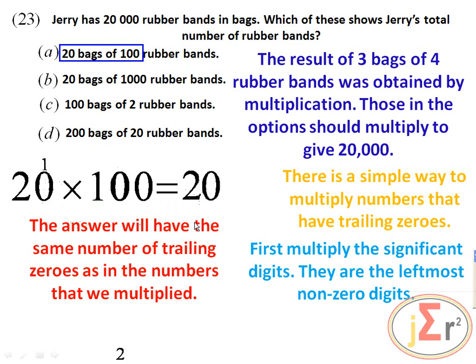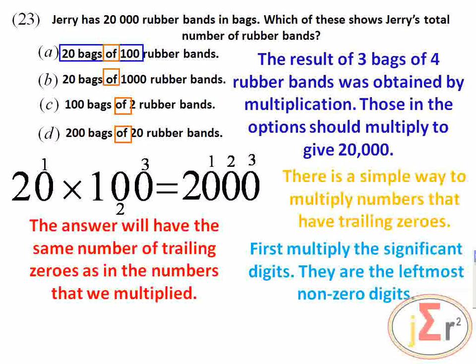So we have 1, 2, 3 trailing zeros. And we have how many here? 1, 2, 3 trailing zeros. So this number with the 3 trailing zeros, what is that number? 2,000. Right, that number is 2,000. And what do we have here? 20,000. So is it that option A is correct? No, option A is not correct. As a matter of fact, I am only using option A as a demonstration as to how to multiply numbers with trailing zeros.